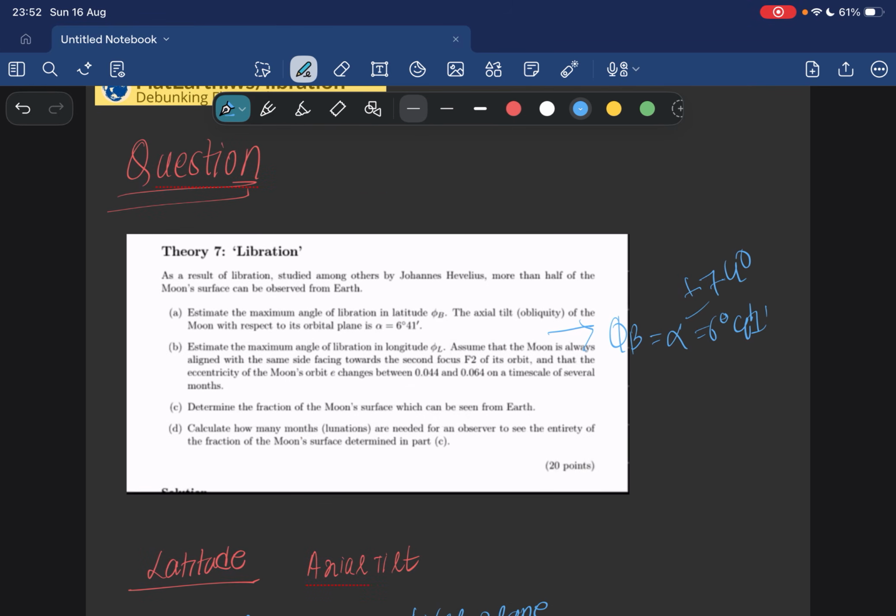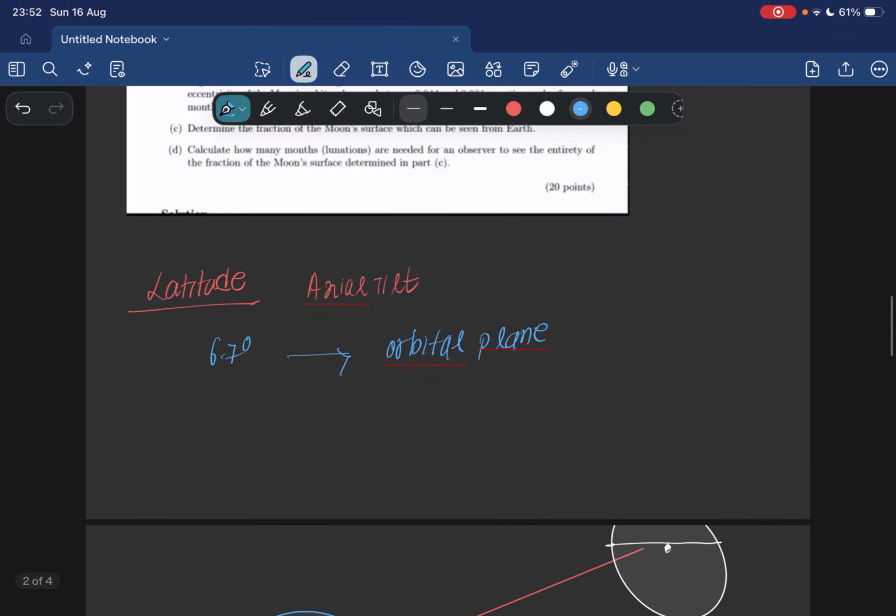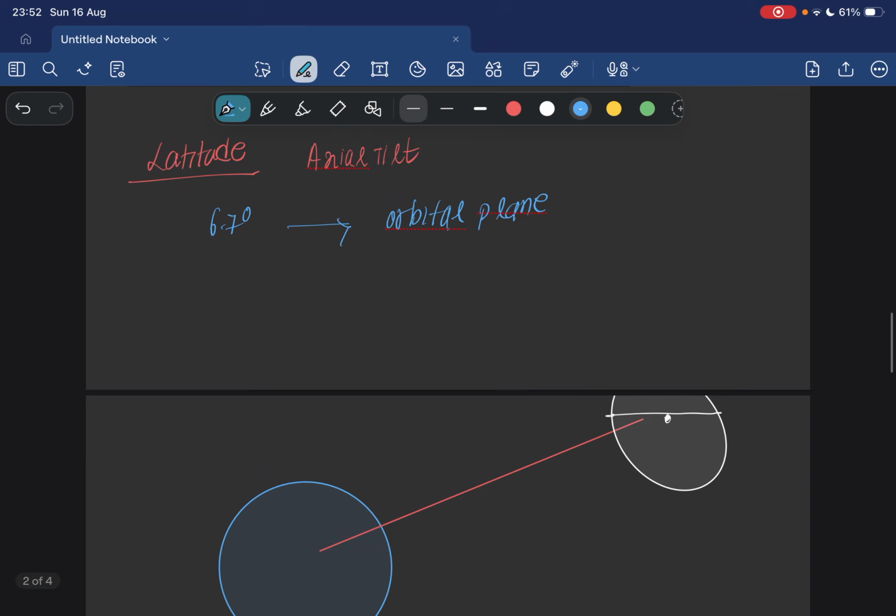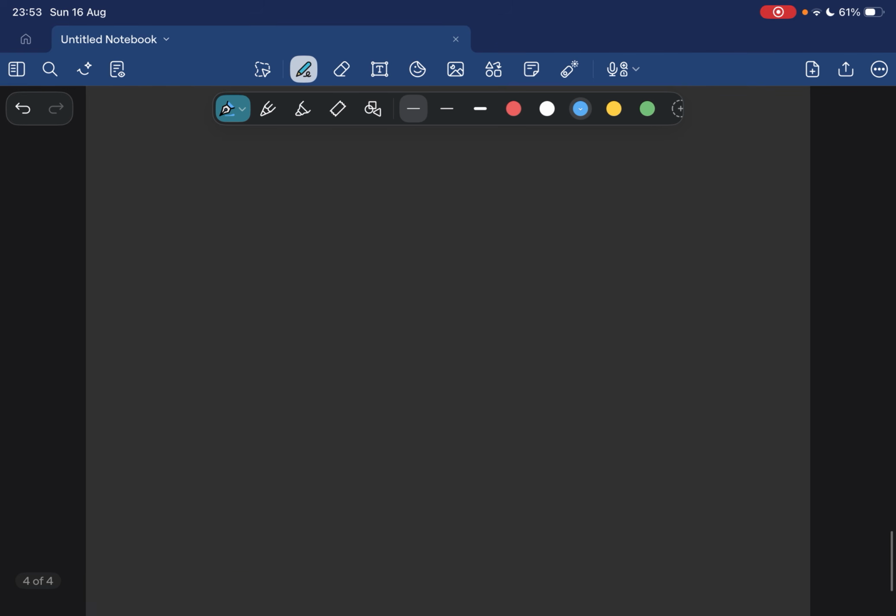And do we have other questions? Calculate how many months are needed for an observer to see the moon surface determined in part C. So it is just as, okay, let's do this. We have 1 over T equals 1 over T draconic minus 1 over T anomalistic. You need to know the libration in longitude and libration in latitude.